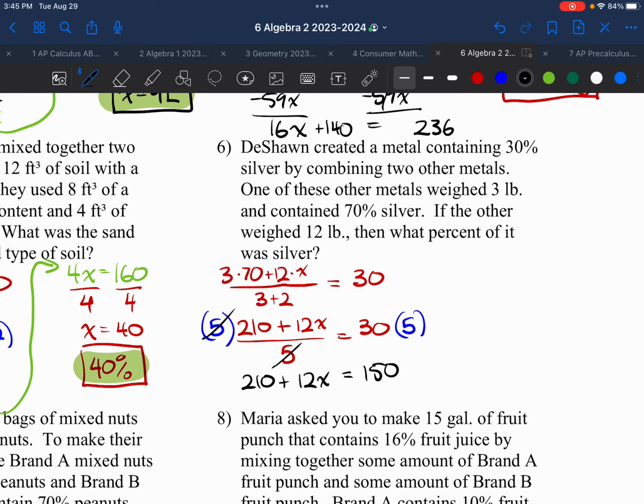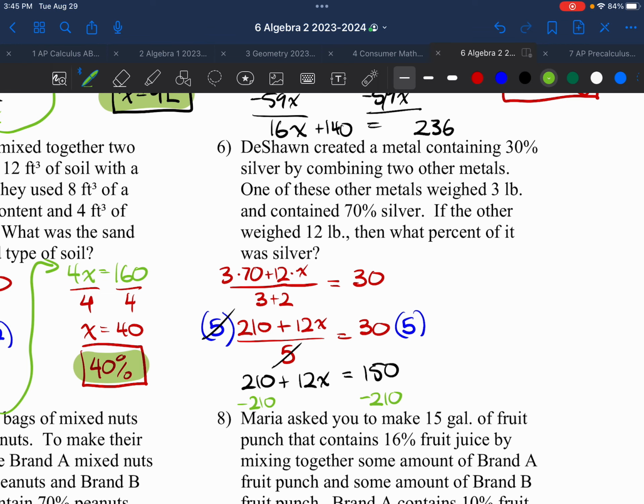From here, I already know that the variable's on the left side, which means the constants need to be on the right side. Move the 210 over by subtracting 210 on both sides. Minus 210, minus 210. Ooh, we've made a mistake. So this is an important learning scenario.